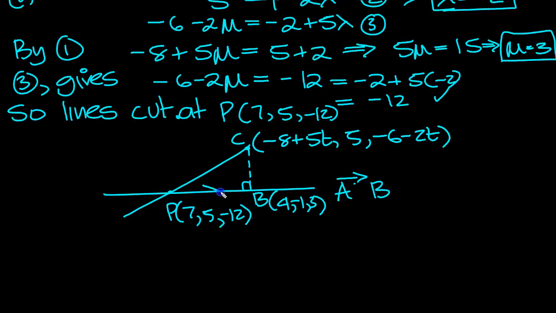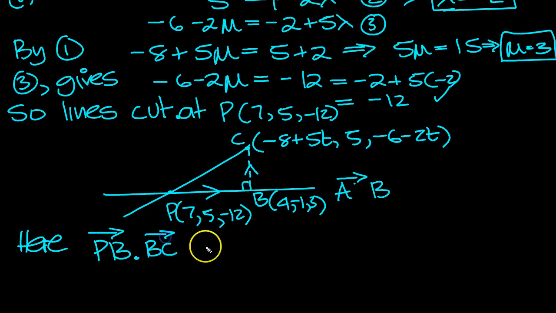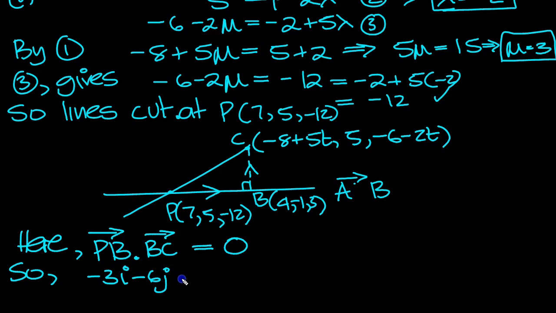Now the point is that this vector here, this line here, is perpendicular to this vector here. So this is the direction vector AB, or we can use PB. Let's just do PB since it's there, dot BC. They're perpendicular, so the cosine of 90 is 0. So what do we get then? PB: 4 minus 7 is minus 3i, minus 1 minus 5 is minus 6j, 3 minus minus 12 is plus 15.